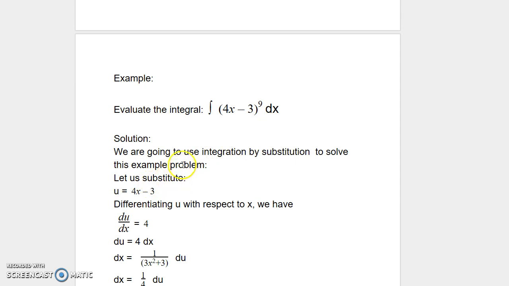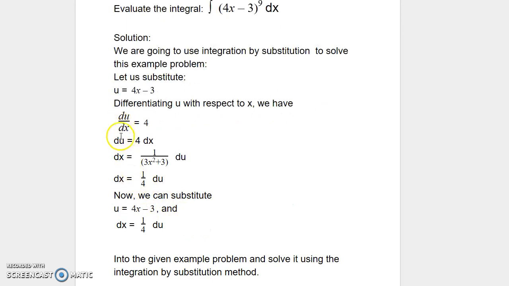Let us substitute u as equal to 4x minus 3. So u is a function of x, so we're going to differentiate the function u with respect to x. Therefore du by dx is equal to d by dx of 4x, which is 4, and d by dx of minus 3 is 0, so we do not write that. So du by dx is equal to 4. So du I can write as 4 times dx. If I want to express it in terms of dx, I can write it as 1 over 4 du.